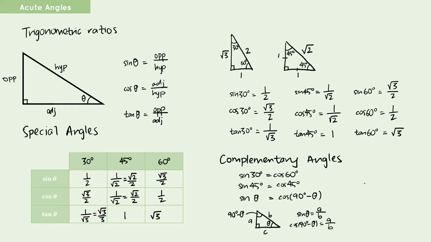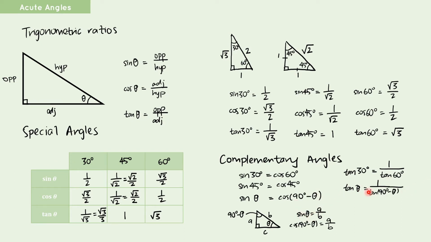So there's also a version of this for tangent. If we consider tangent 30 degrees, it will be 1 over tangent 60 degrees. As you can see, tangent 30 is 1 over square root 3, and tangent 60 is square root 3. So in general, tangent theta will be equal to 1 over tangent of 90 degrees minus theta.